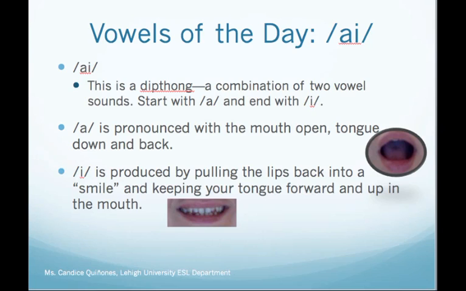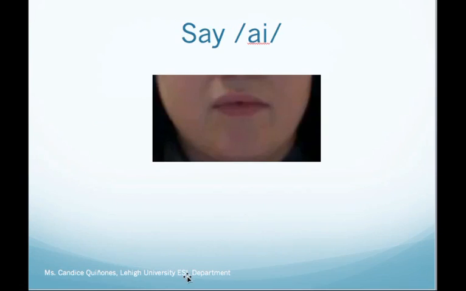So, I. The A is pronounced with the mouth open, tongue down, and back. It's pronounced in the back of your mouth. Ah. And the E is produced by smiling, basically. Okay. Here we want you to practice saying the sound I. I. Say I.